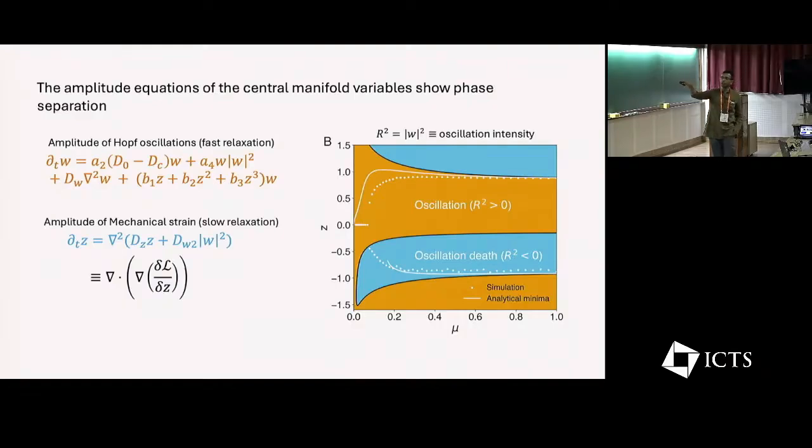So W is the complex amplitude of the Hopf mode, the oscillatory mode, and Z is the amplitude of the mechanical strain. What is unique is that they are coupled, and if you look at it, Z has a form that is similar to the Cahn-Hilliard form. We are not showing all the terms, but when you do that, it essentially has a Cahn-Hilliard form.